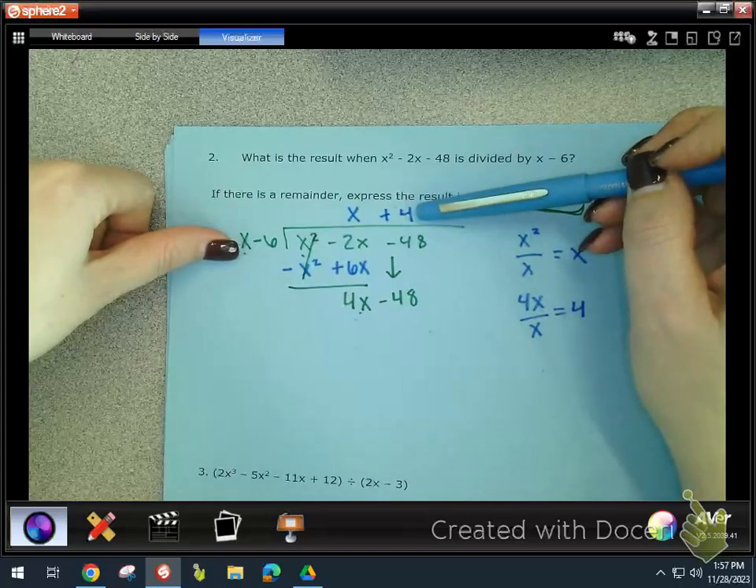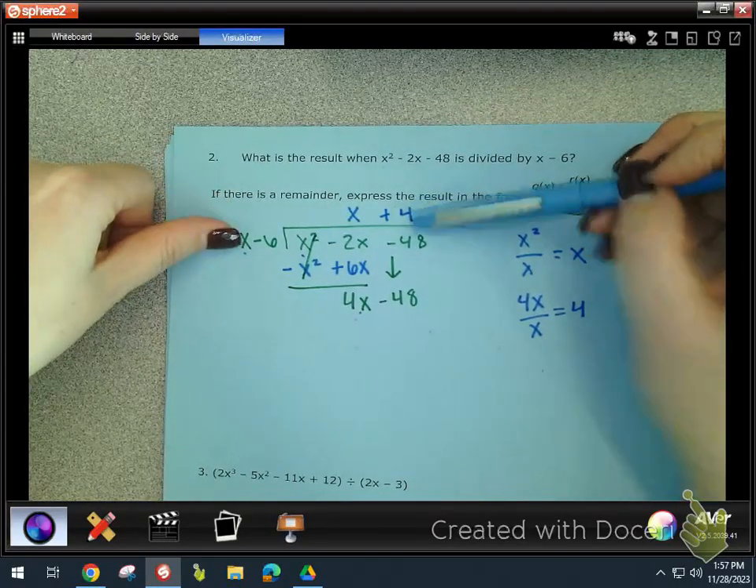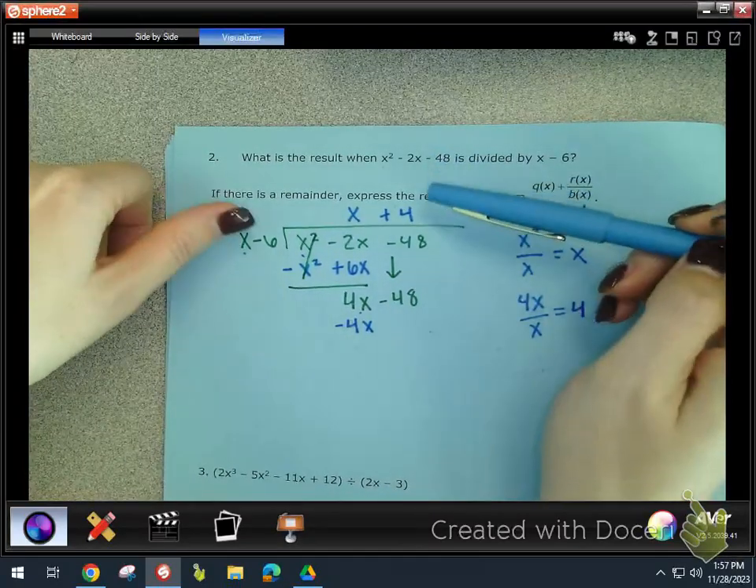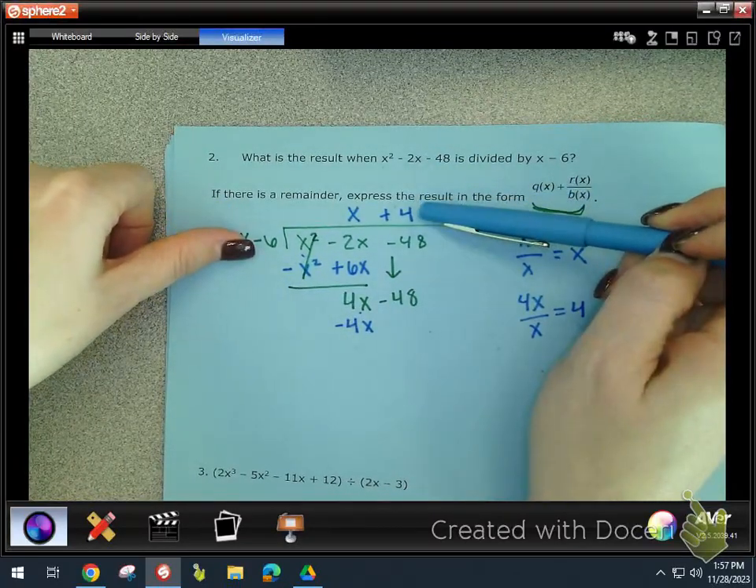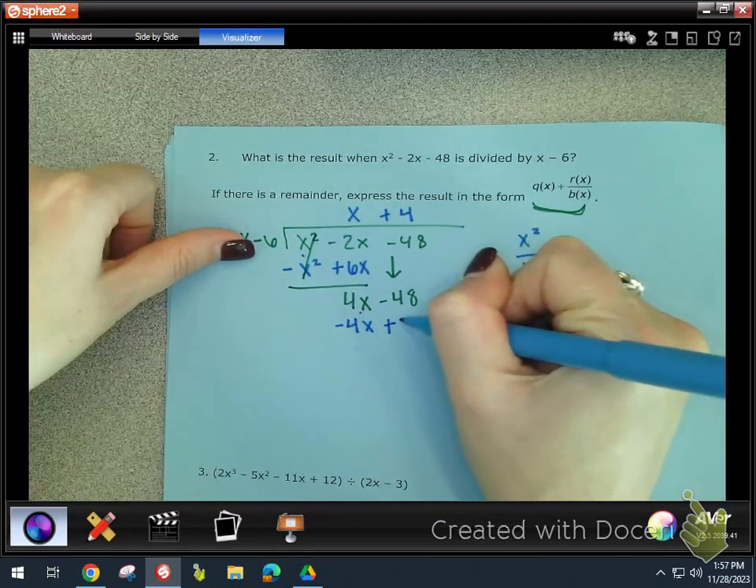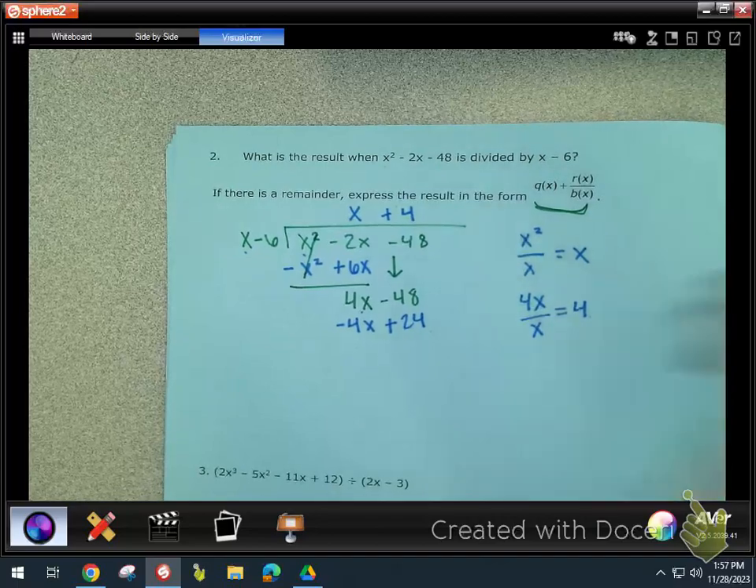Multiply and flip: positive 4x, right, negative 4x. Negative 24, right? Positive 24.